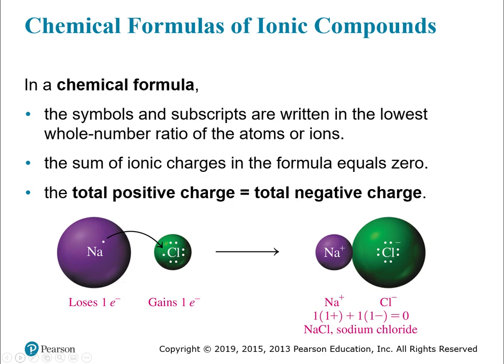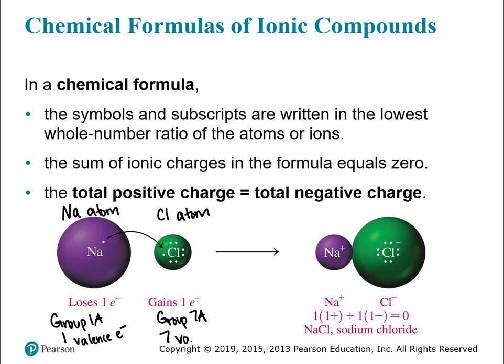Let's look at that sodium chloride example. We're starting with a sodium atom and a chlorine atom. Sodium is in group 1A, so it's got one valence electron. And that's what's shown in this Lewis dot structure, one valence electron. Chlorine is a nonmetal in group 7A. It's got seven valence electrons.